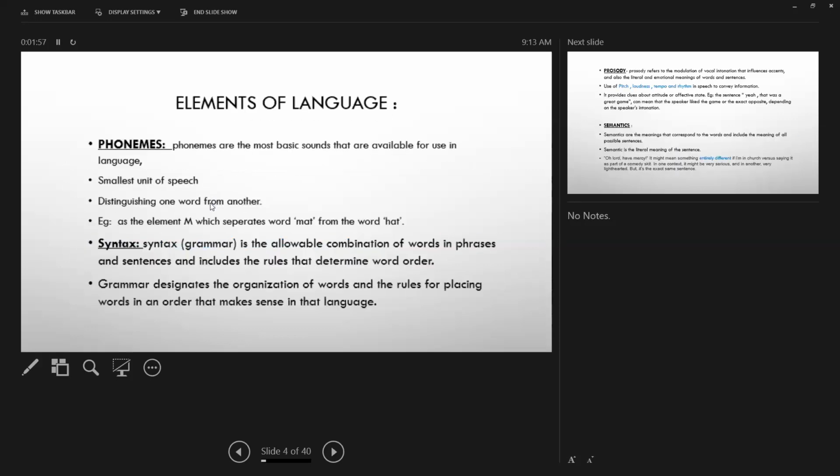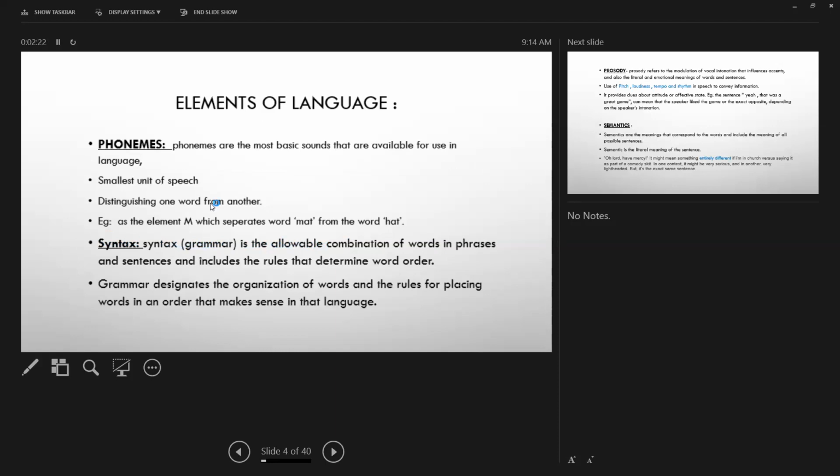Phonemes. Phonemes are the most basic sounds that are available for use in language. It is the smallest unit of speech, distinguishing one word from another. For example, if we say hat and mat, which sound very similar, the element M is what separates mat from hat. So this is the smallest unit which separates similar sounding words from each other.